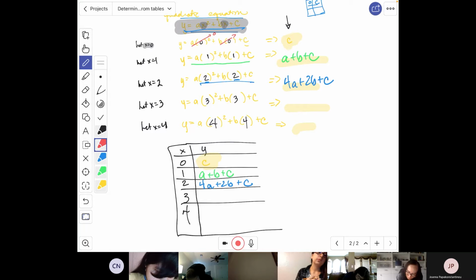6A plus... what's 3 squared? 3 times 3 is... That's okay. What do we get? 9. Yes. So 9A, okay, plus? 3B plus C. Yes. So that is the output when your input is 3.